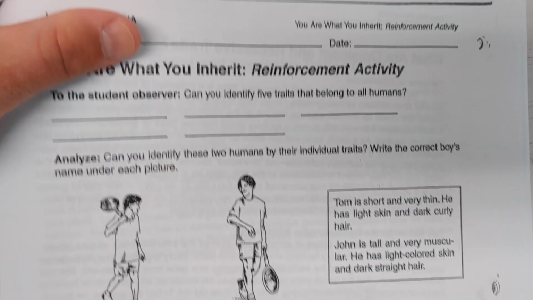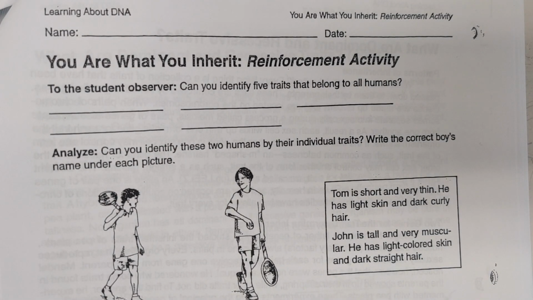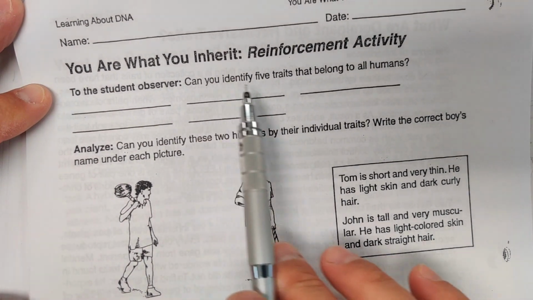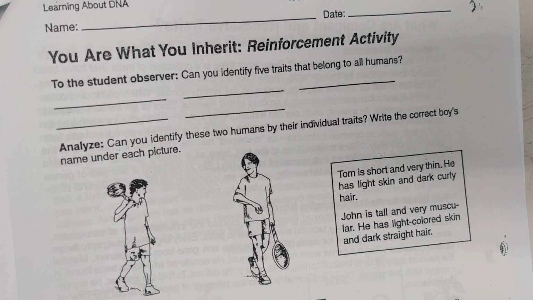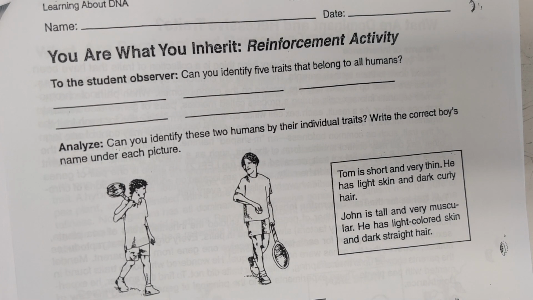So, what you need to do for this sheet is the next part of your assignment. Can you identify 5 traits that belong to all humans? So what would be things that belong to humans? You'd have to think about that. I'm going to give you a couple of the answers here. Maybe having eye color is a human trait. Being able to roll your tongue, having freckles, dimples, things like that would be traits of humans.